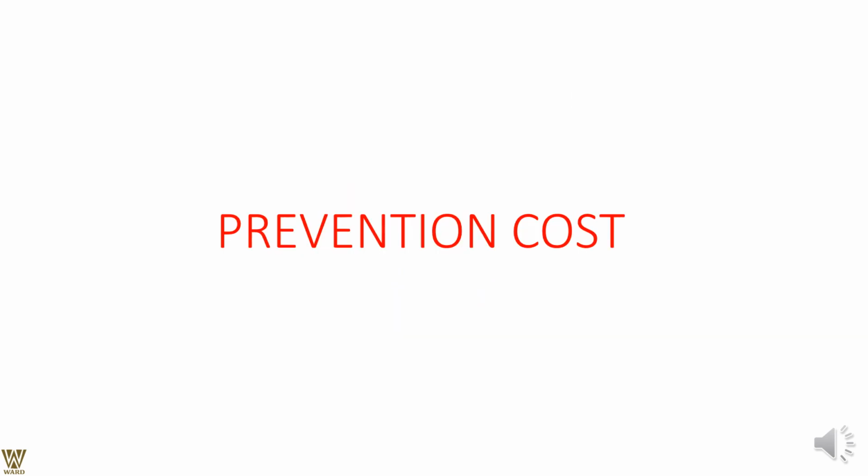We come to the last part of this topic, which is the prevention cost. Now, there are requirements of prevention cost. Remember, we have the direct impact and the indirect impact. The indirect impact is difficult to prevent, but the direct things can probably be prevented. How will it be prevented? By proper training of the employees.